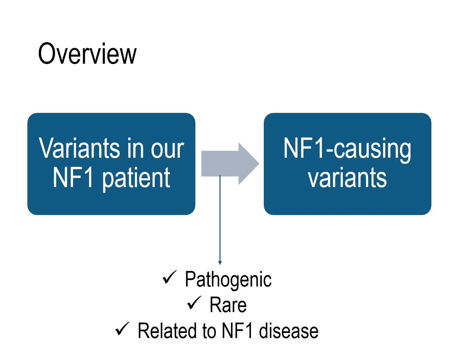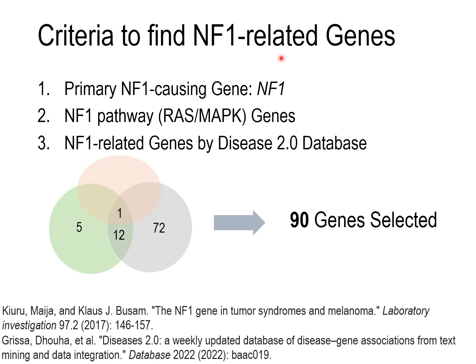To determine disease relevance, we needed to establish a set of NF1-related genes. Next slide will explain how we got the set of NF1-related genes. To find NF1 disease-related genes, we used three different criteria. First, we included NF1 gene, which is primarily known to cause the disease. Then, we added genes involved in the NF1 pathway, specifically the RAS-MAPK signaling pathway. In the pathway, there were 18 genes near NF1.